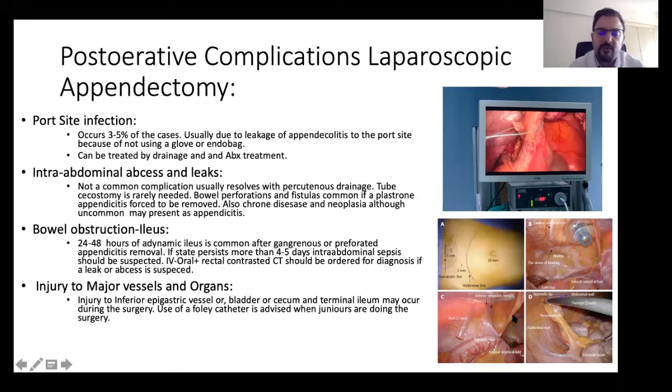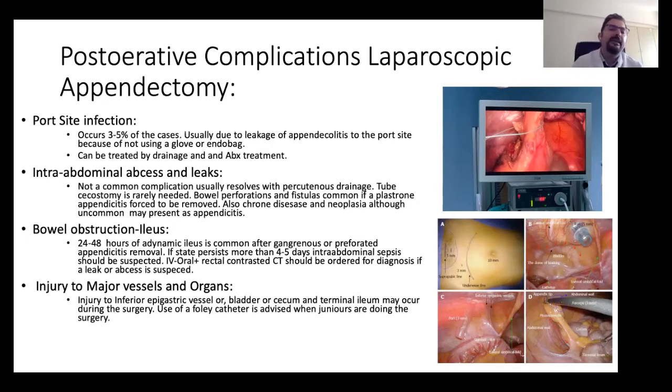And you have to be careful when you get in, you have to be careful with the major inferior epigastric vessels. And you should not cut that even when you're opening the taut fascia. And you have to be careful when you're retracting and when you are handling the appendix, because you can always damage the cecum and you can come up with a leak.